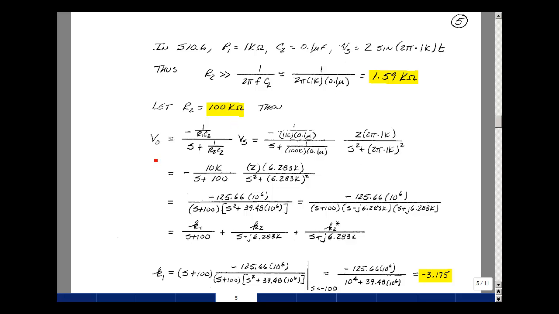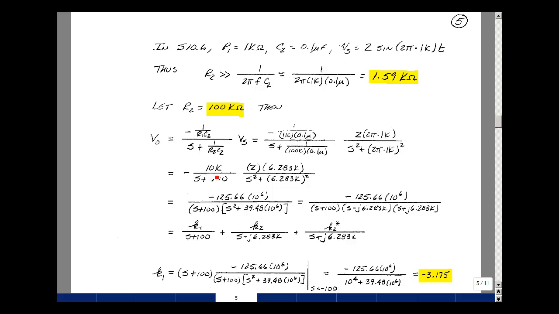So our transfer function then is V out is equal to minus 1 over R1 C2 divided by S plus 1 over R2 C2, times our input Vs. So we get a 1K resistor, a 0.1 microfarad, 100K for R2, and a 0.1 microfarad for C2. And then our input was a 2-volt sine wave. So we have 2 times beta over S squared plus beta squared, where beta is 2 pi times F.